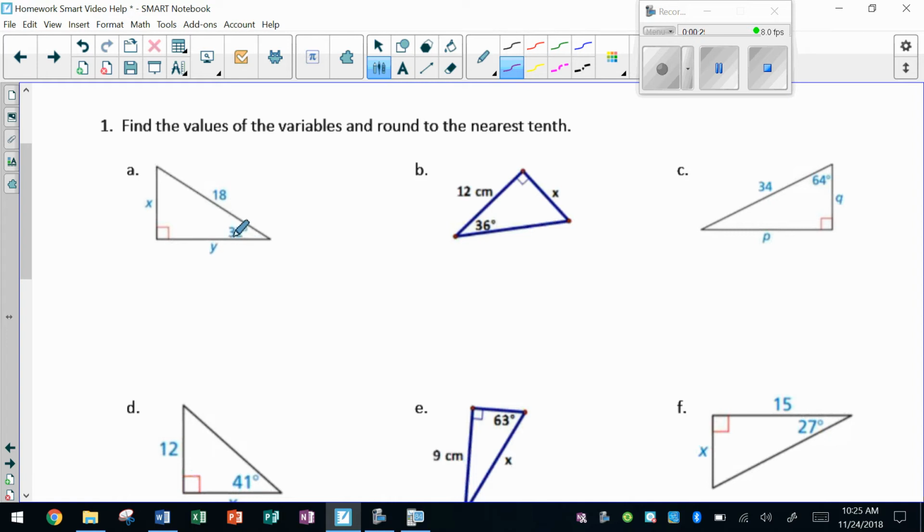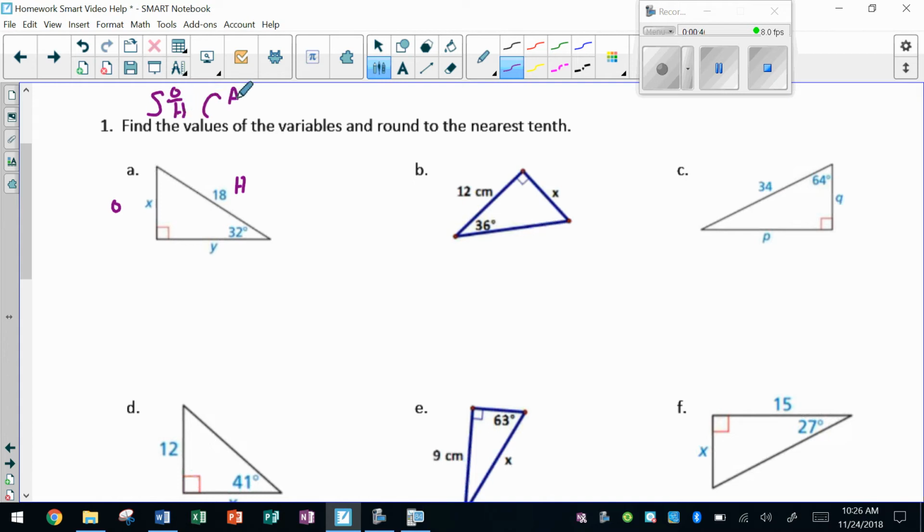So the first thing I'm going to do is solve for x. Doesn't really matter, but I'll solve for x. It is the opposite side. We know the hypotenuse. So because we know the opposite side is x and the hypotenuse is 18, we're going to use, again, keep in mind, SOHCAHTOA. We're going to use the sine ratio.